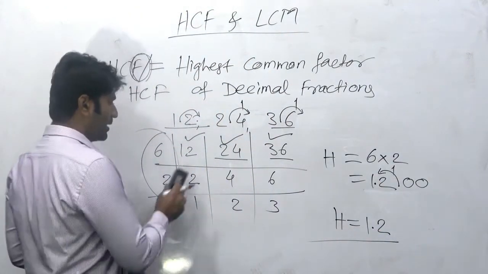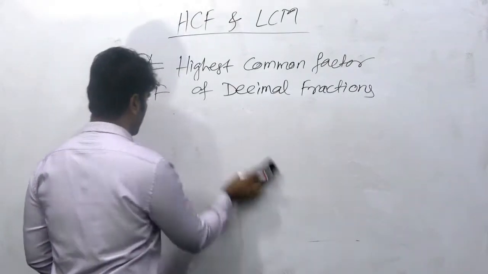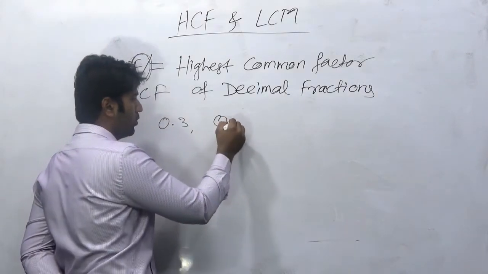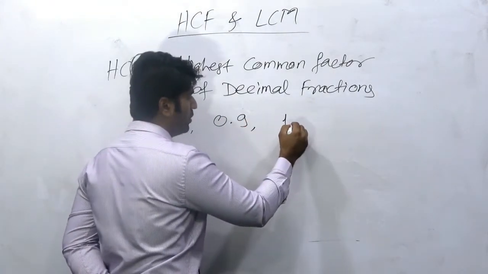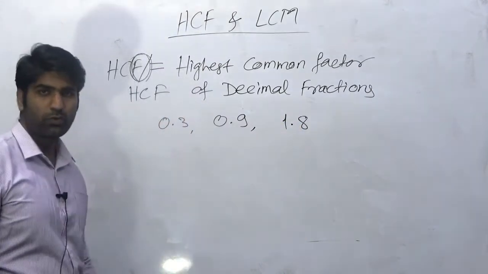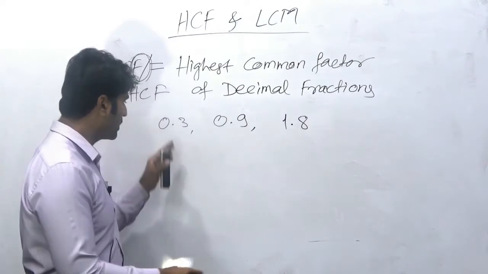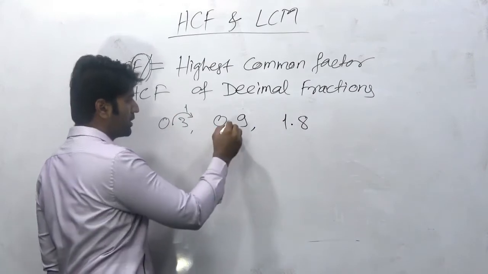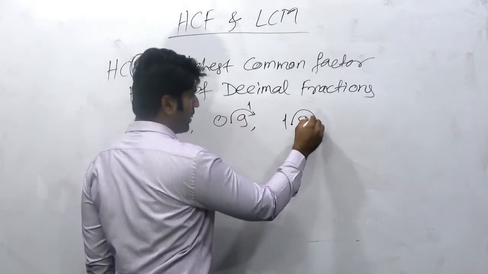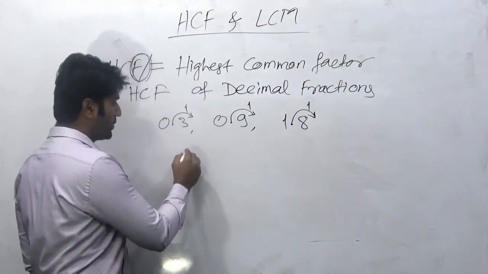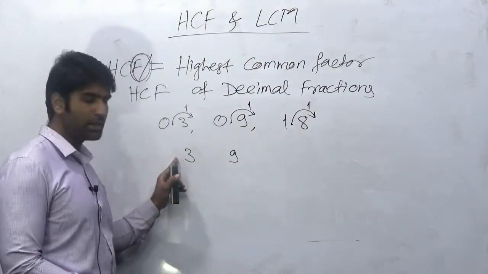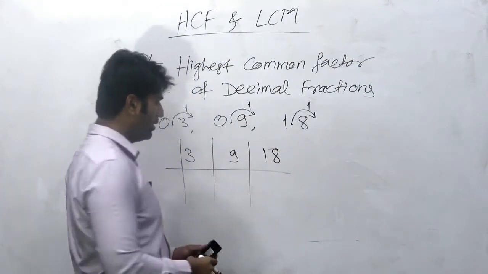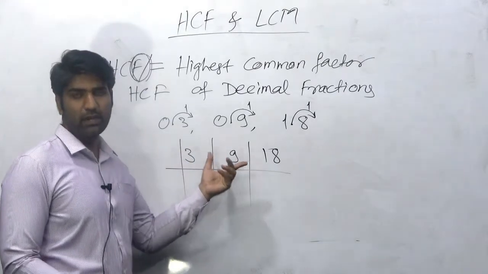Right? So let's take another example: 0.3, 0.9 and 1.8. What do we have to do first? We have to shift the point forward. If we shift the point forward by one digit in each, then the numbers will be 3, 9 (03 means 3, 09 means 9) and 18. Now we can solve the HCF of these three numbers.